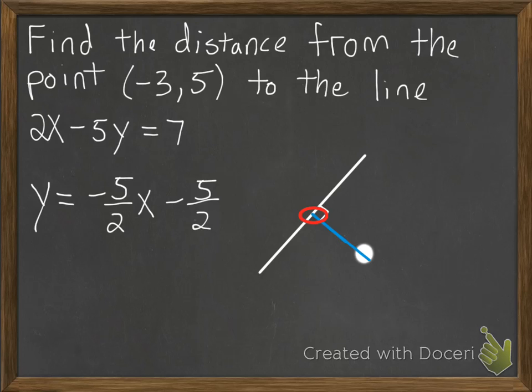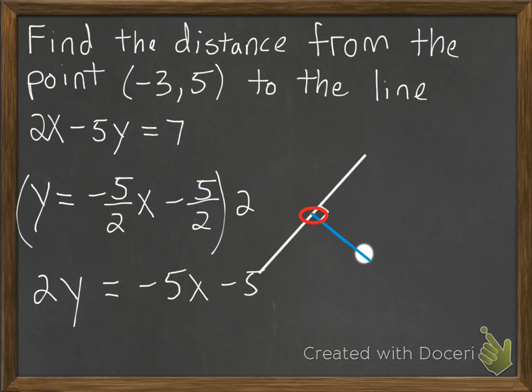So the first thing I want to do is get rid of those darn fractions. I can accomplish that by multiplying by my common denominator: 2y equals negative 5x minus 5. And then put that equation in the proper format by bringing the x over. I have 5x plus 2y equals negative 5.